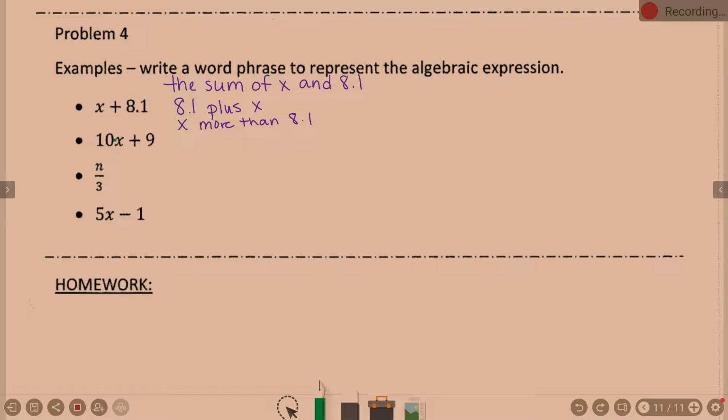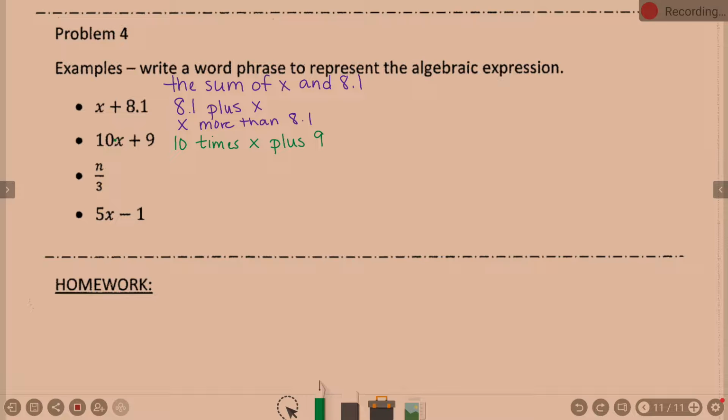Okay. So if that's the case, we could say 10 times x plus 9. Something like that would earn full credit. Just don't say 10x plus 9.